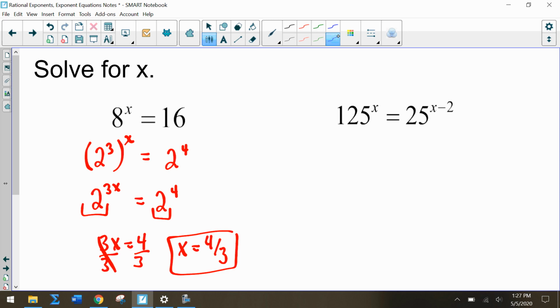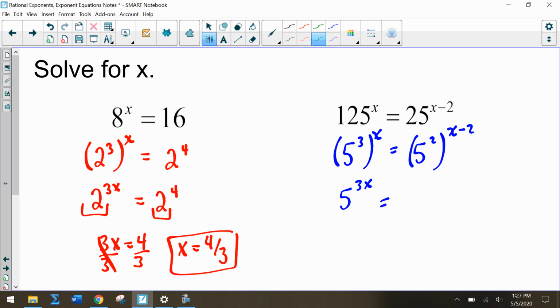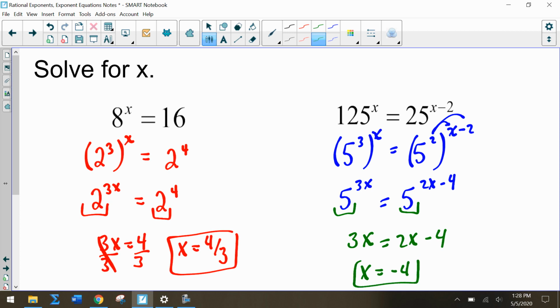125 and 25. I always just think 5. So there should be certain numbers that you think of like bases right away. So 125 I know is 5 to the third, all to the x. And then 25 is 5 squared, all to the x minus 2. So we got 5 to the 3x equals, here's where some distributive property is going to come in, 5 to the 2x minus 4. So those exponent properties, we have to multiply those exponents. So now that we have the same base, we can use the one-to-one property of exponents and solve and get x equals -4.